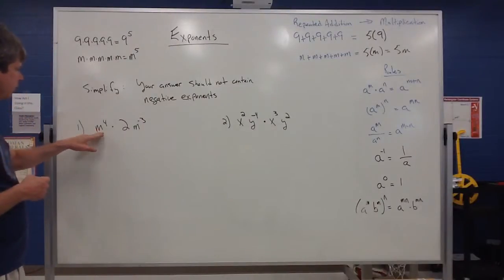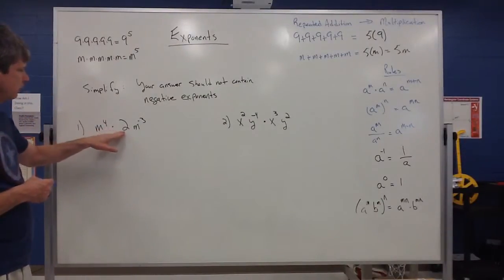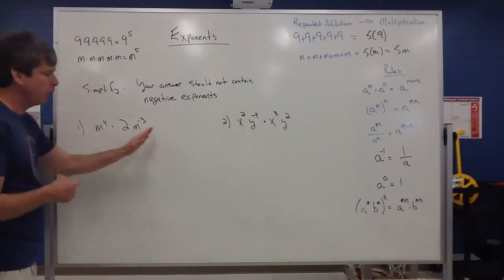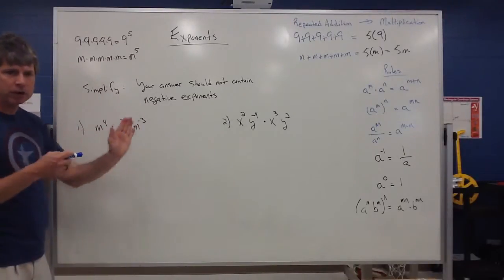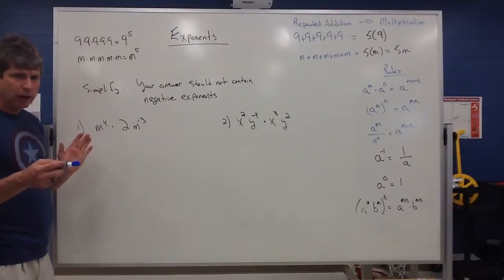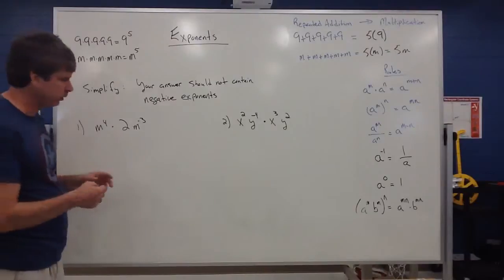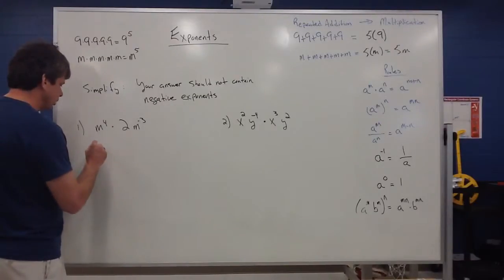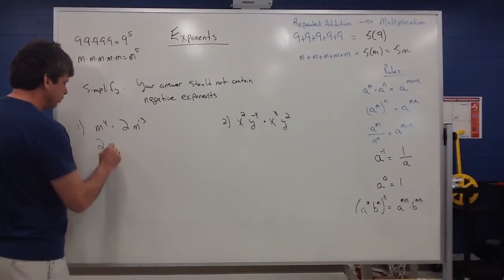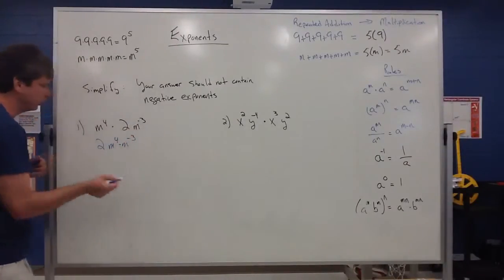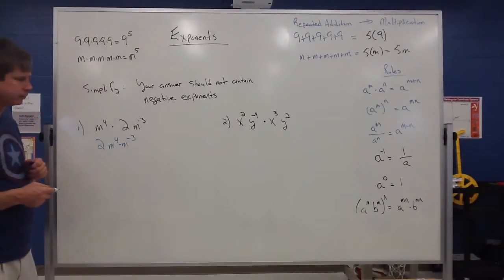So I have m to the fourth times 2m to the negative third. So the first thing I pick up on, this is all multiplication. And remember, multiplication order does not matter. What I like to do when I have multiplication is I like to have the numbers first and I like to have the letters second. So the first thing I'm going to do is change this to 2 and then m to the fourth times m to the negative third. So I'm going to move the 2 around up front.